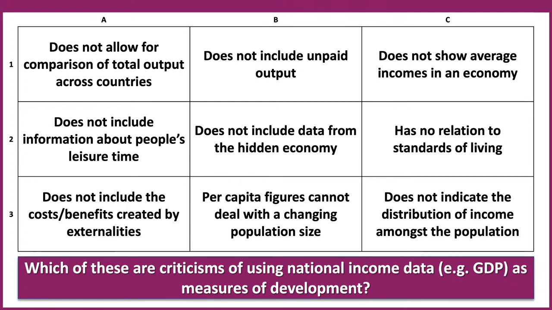So on the grid in front of you, you've got 12 different options and you need to read these options and figure out which of these are criticisms of using national income data. So for instance, GDP, GNI, GNI per capita, GDP per capita as measures of development. Do type your answer in the chat. Some of them are pretty lengthy, so don't write down all of them. But for instance, if you wanted to write out "does not indicate the distribution of income amongst the population," don't bother with all of that. Pop C3 in the chat instead.